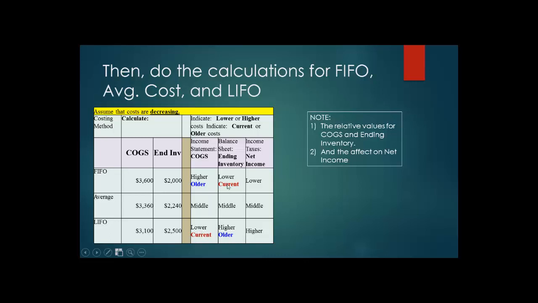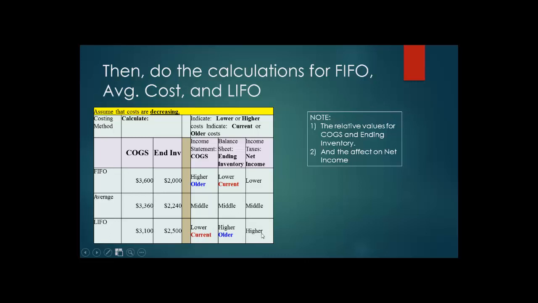Opposite is true for the balance sheet. Using FIFO, you're using the current lower costs. Using LIFO, you're using the older higher costs. And then whatever is happening with cost of goods sold, when cost of goods sold is higher, we know net income will be lower compared to LIFO. When cost of goods sold is lower using LIFO, net income will be higher.